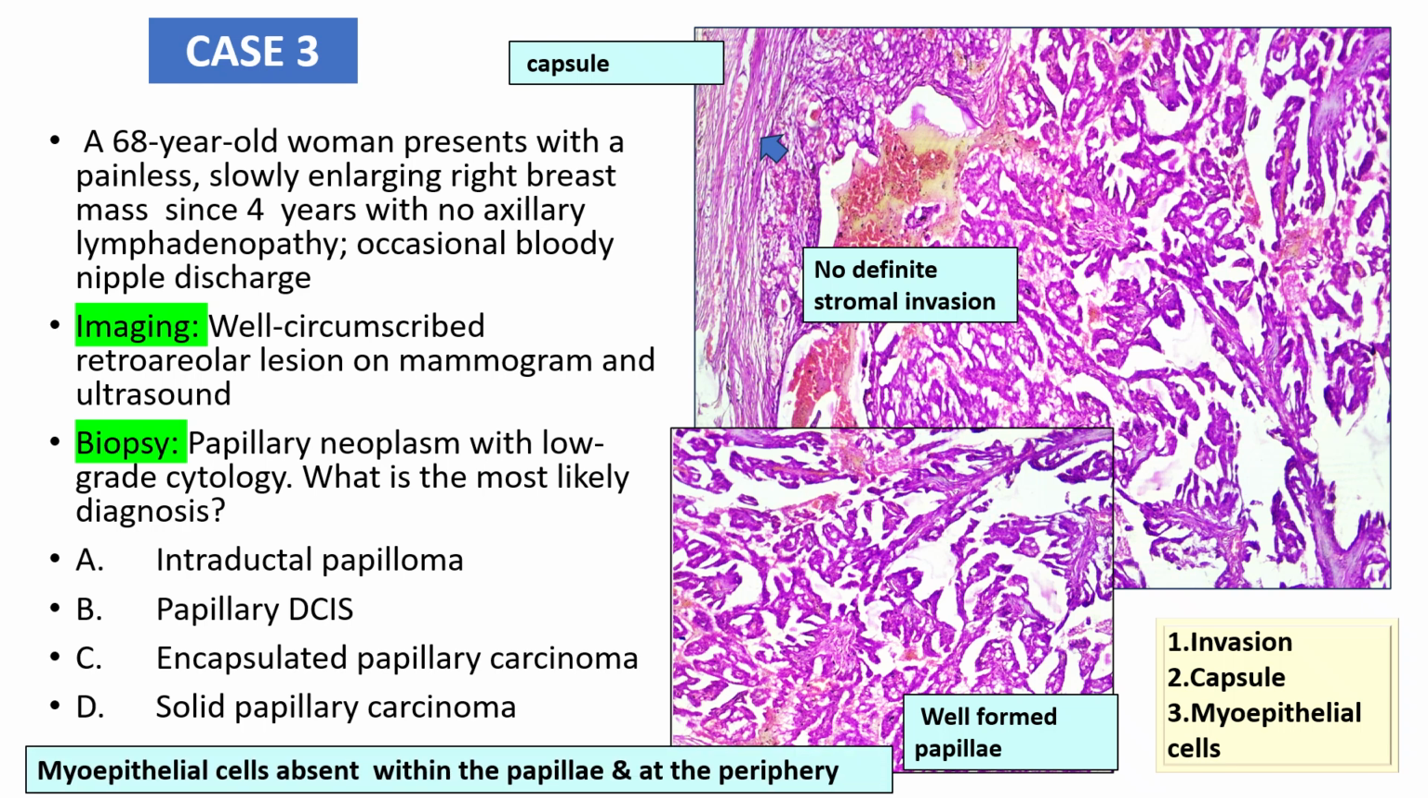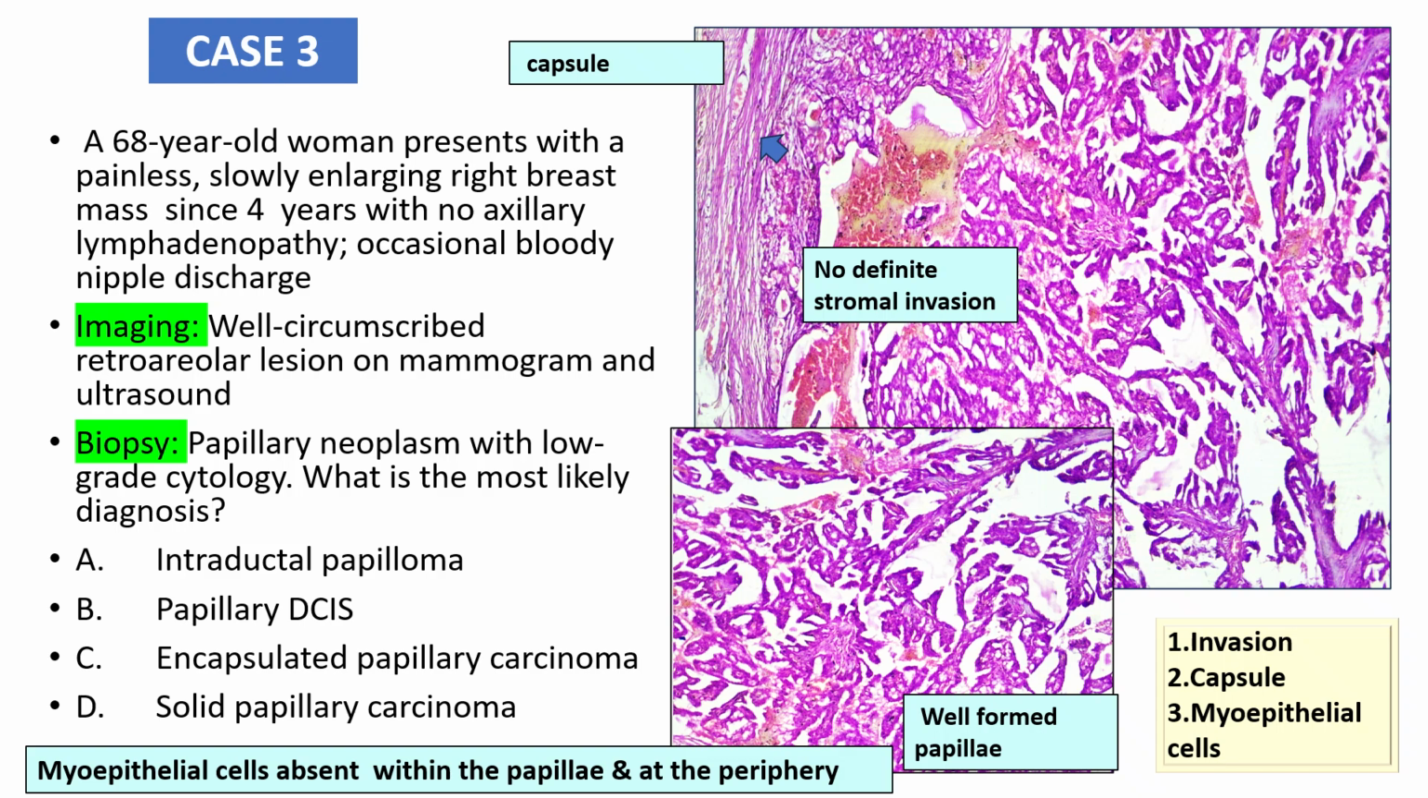So in all invasive carcinomas and also in encapsulated papillary carcinomas, myoepithelial cells will be absent within the papillae and also at the periphery. So what will be our diagnosis? No stromal invasion, there is a well-defined capsule and no myoepithelial cells at the periphery and also in the papillae. So it is a case of encapsulated papillary carcinoma.